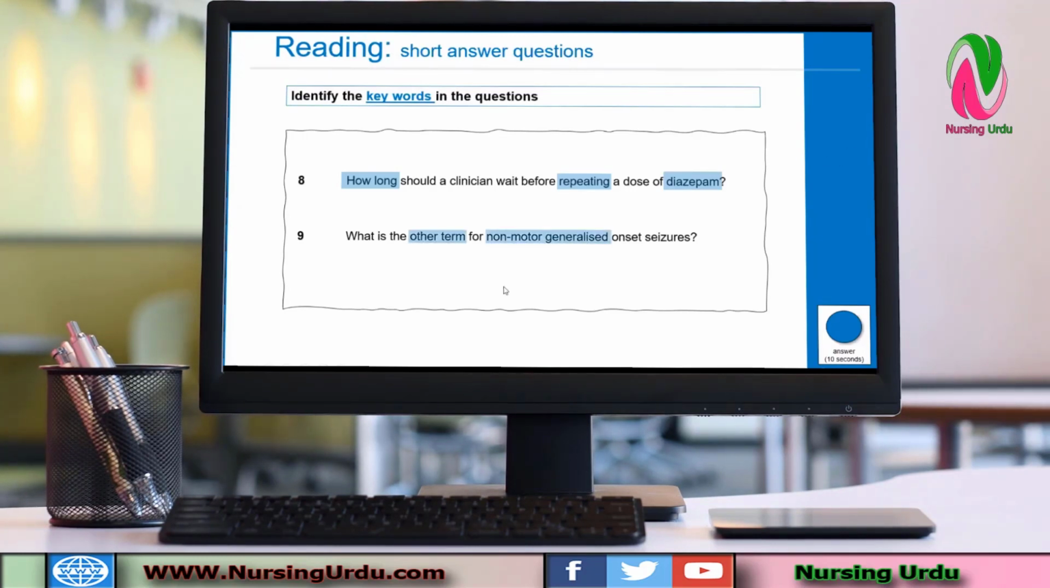So number 9, what is the other term? Non-motor generalized. So other term, non-motor generalized. So we're thinking, in terms of terminology, it's probably going to be in text C, right? Because that's the one that gives you the different types of seizure. So we need the alternative term for non-motor generalized. So we would go to text C and start scanning there to find the answer to the question.